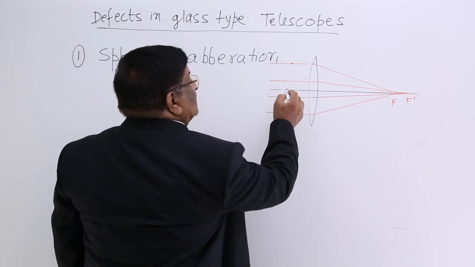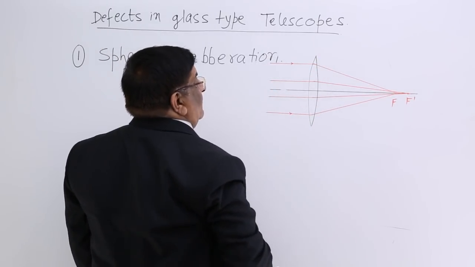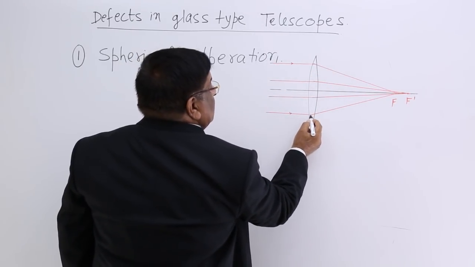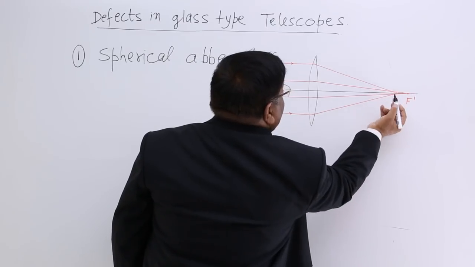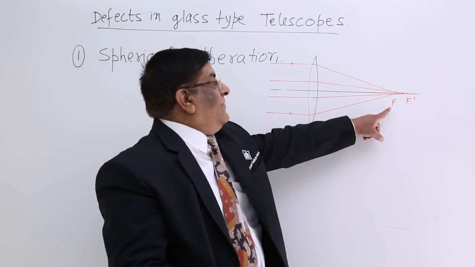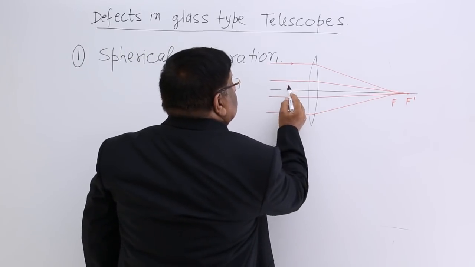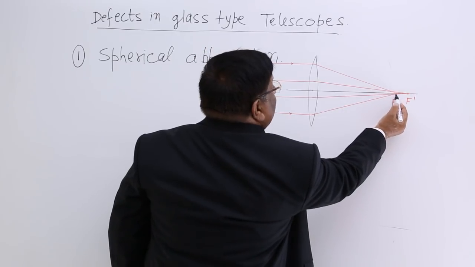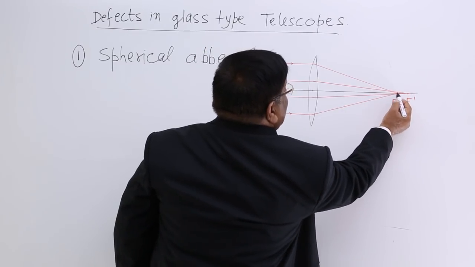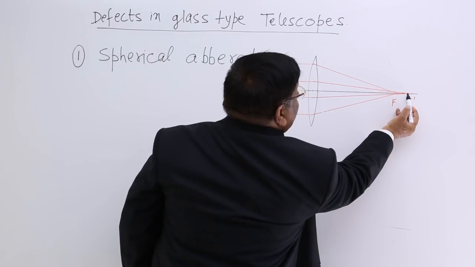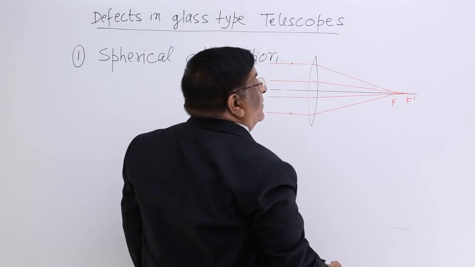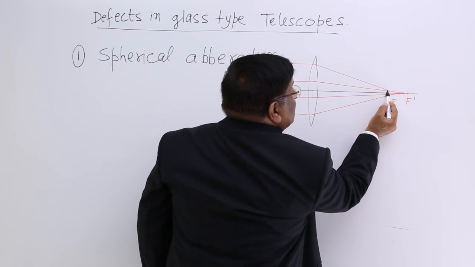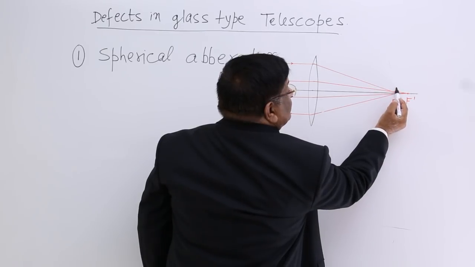What happens in spherical aberration? All these parallel rays are incident on this convex lens. The rays which are close to the circumference will meet at one point, that is F. Now, the rays which are close to the pole, close to the center, will also meet at a point very close to it, but not exactly the same. So there is a distance between the two. So if we assume that the image is here, then these rays are making it blurred.